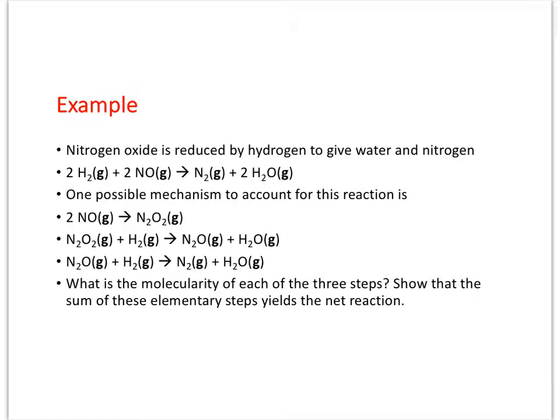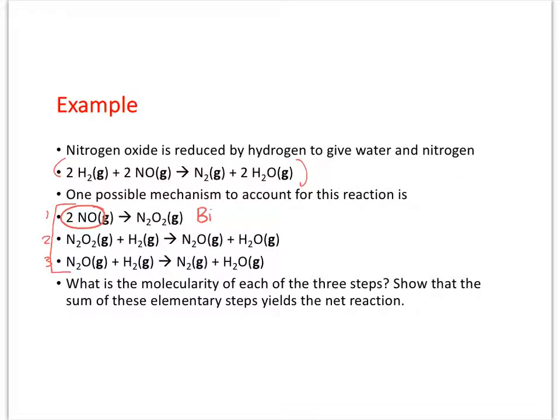Okay. So here's an example question. Nitrogen oxide is reduced by hydrogen to give water and nitrogen gas. This is my overall reaction. One possible mechanism to account for this is step one, step two, step three. What is the molecularity of each of these three steps, and show that the sum of these elementary steps yields the net reaction. So this first step, would this be unimolecular, bimolecular, or termolecular?